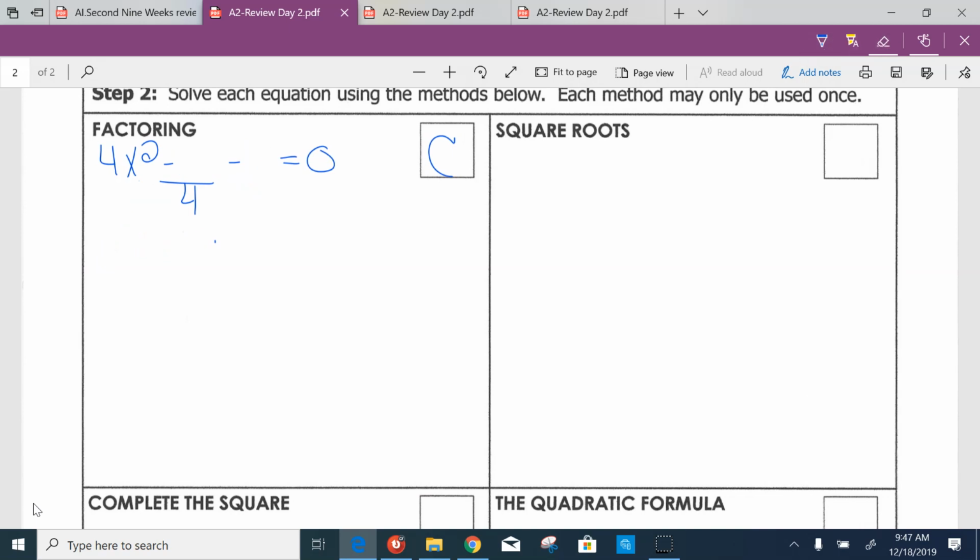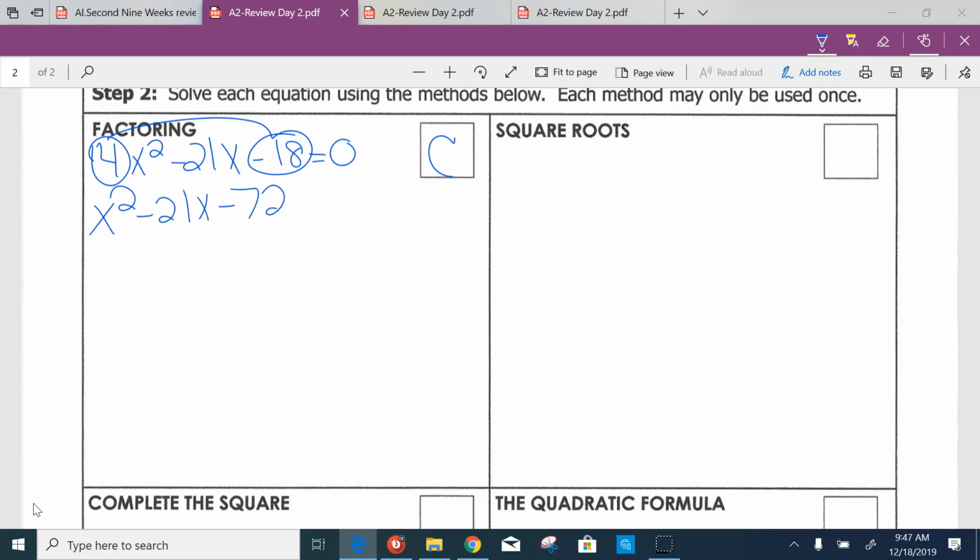Okay, there we go. So let me start all over again with my equation C. I got my methods confused there, pardon me. So here I go again. The original equation is 4x squared minus 21x minus 18 equals 0. I have to get rid of that 4 in order to factor. I can't have this 4 in the front. So this one I multiply times the last constant at the end. So I get x squared minus 21x minus 72 equals 0. That was the first step.